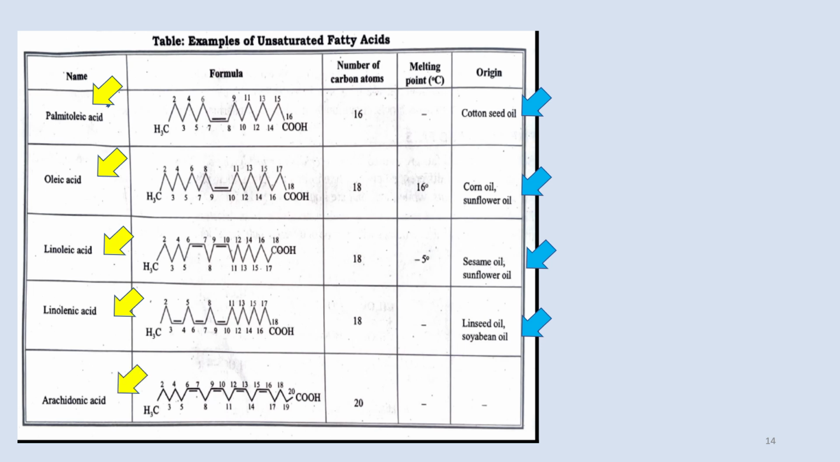And next we can see arachidonic acid, which has a conjugated system of 4 double bonds, and is a 20 carbon atom long chain fatty acid. Its origin is not shown very particularly, because it is present in some of many oils. That's why arachidonic acid is also added as an example of an unsaturated fatty acid.